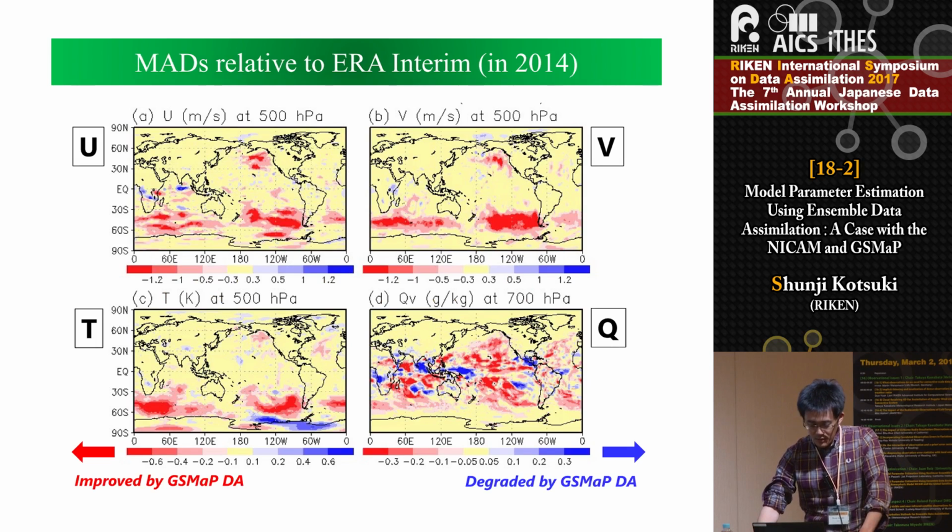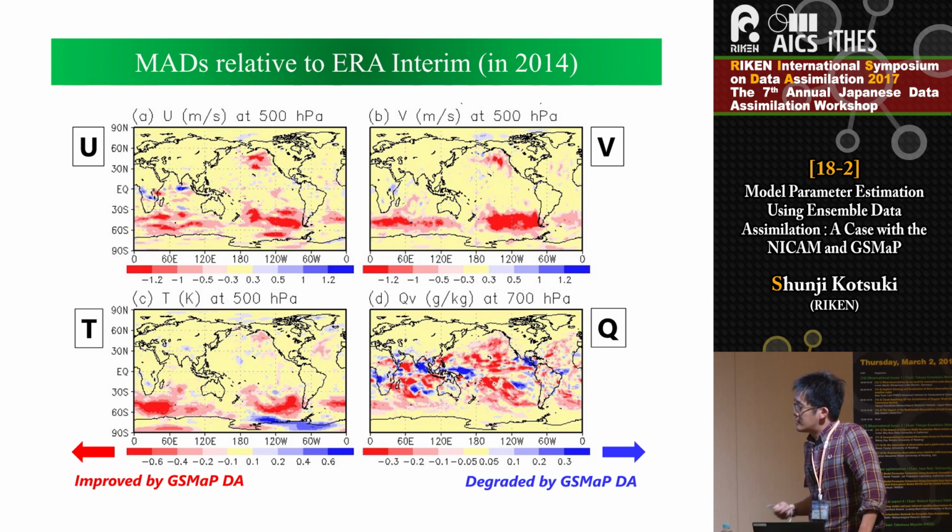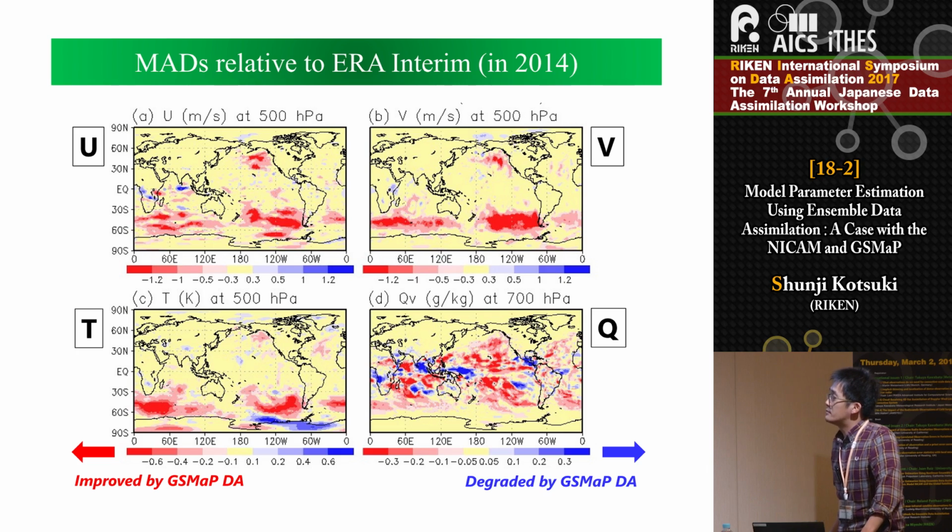This panel shows where we had an improvement by assimilating the precipitation, for U wind, V wind, temperature and humidity. For U, V, and T, generally this red color shows the improvement by assimilating the GSMaP, and we generally have an improvement in the southern hemisphere over the ocean, where observations are relatively sparse. And for the humidity, we generally have an improvement. Actually, there are some degraded parts, but we generally have improvement in Q2.